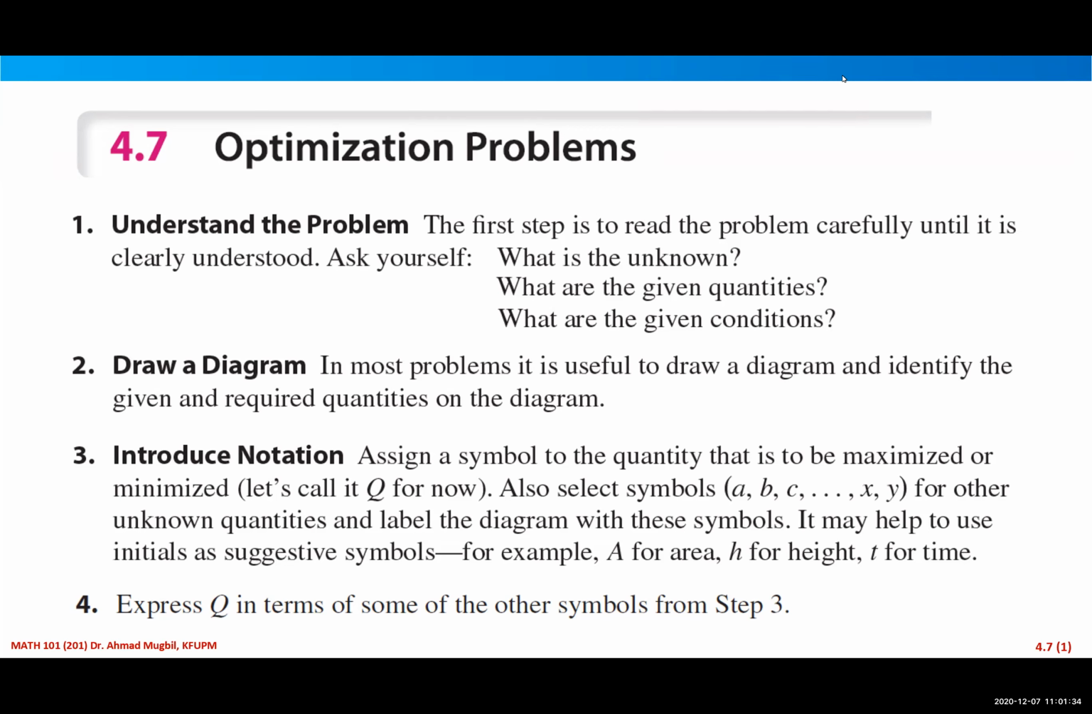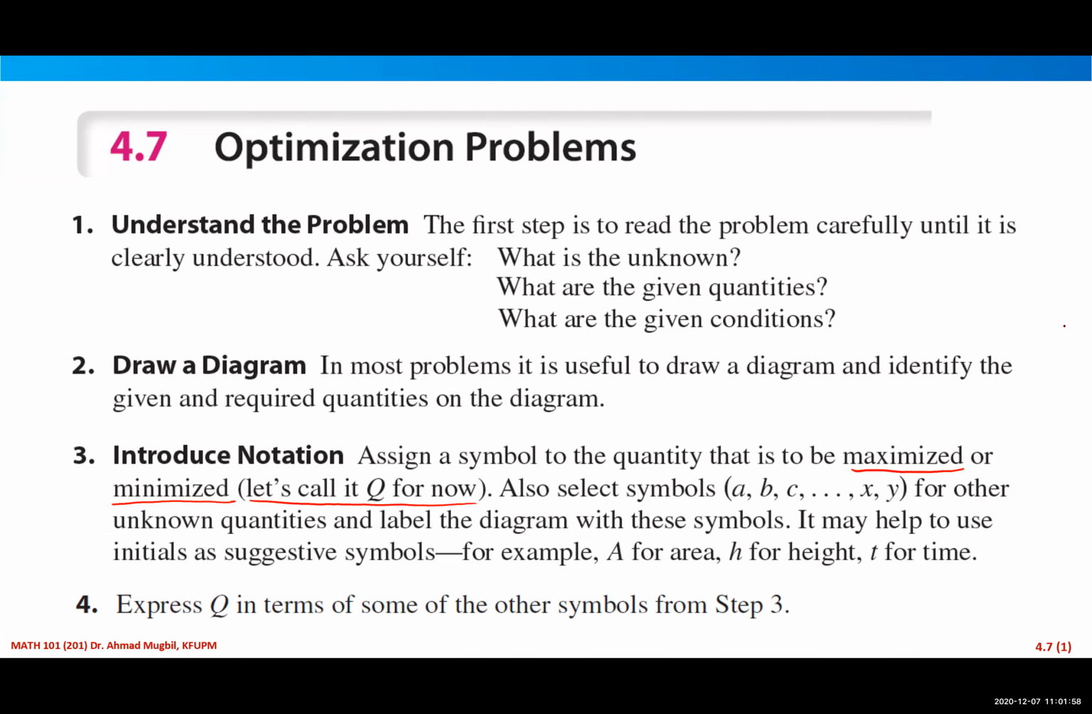Introduce your own notation. Name your variables, your quantities. What is constant? What is variable? And what is the main quantity that you want to maximize or minimize? This is the most important part. Let's call it Q. And you need to write Q in terms of the other variables.